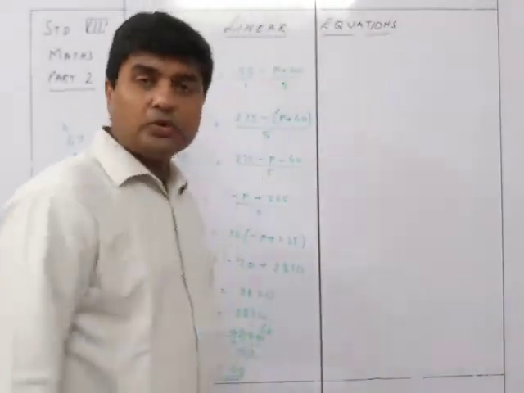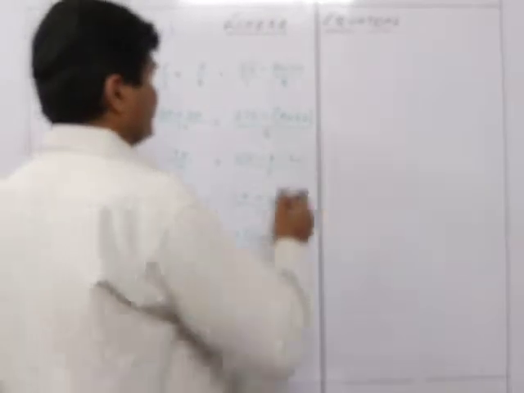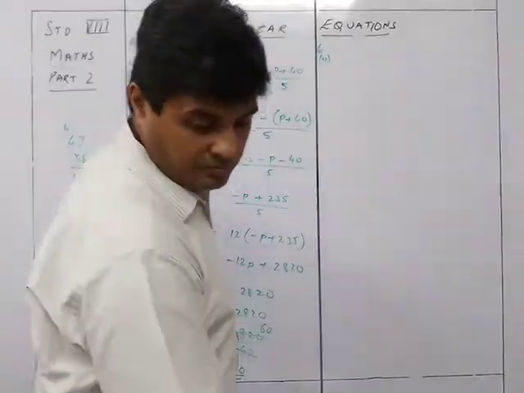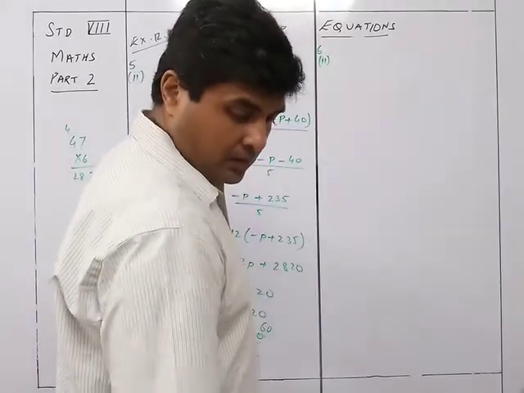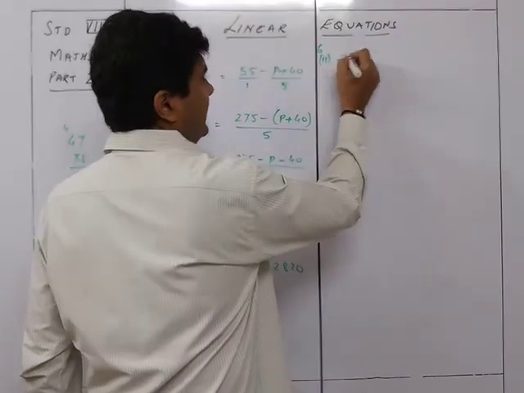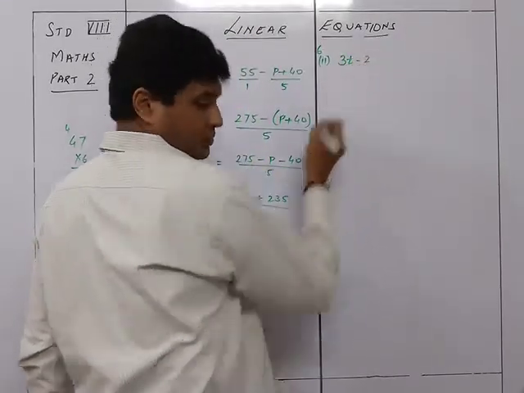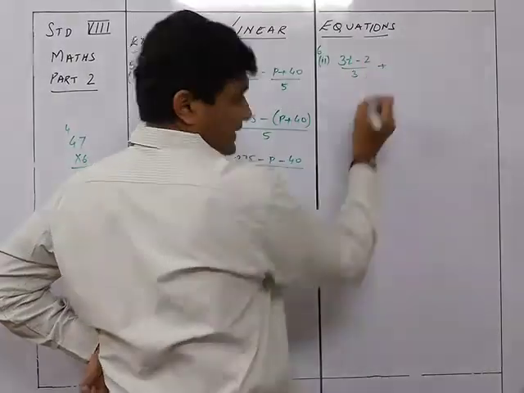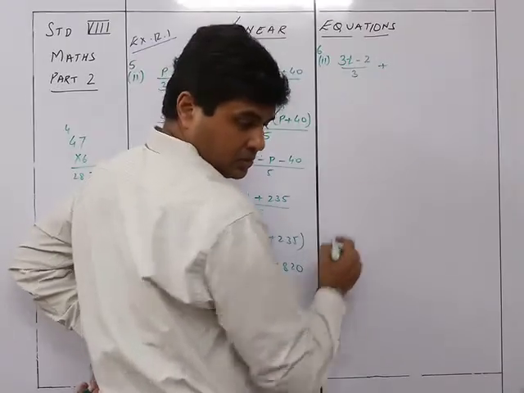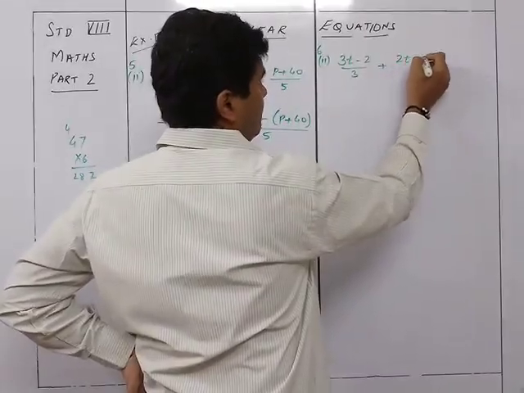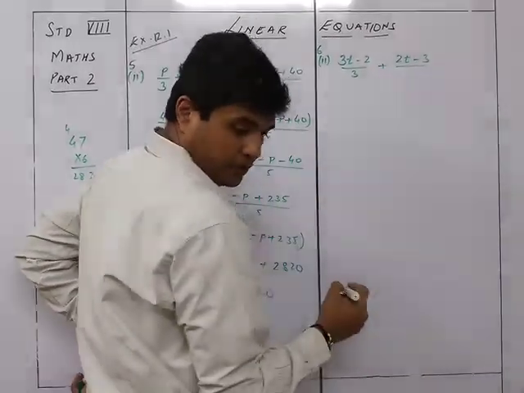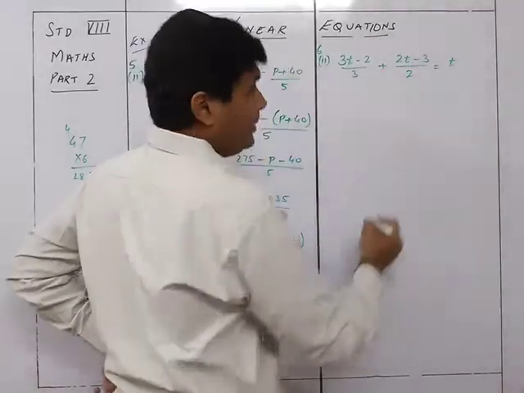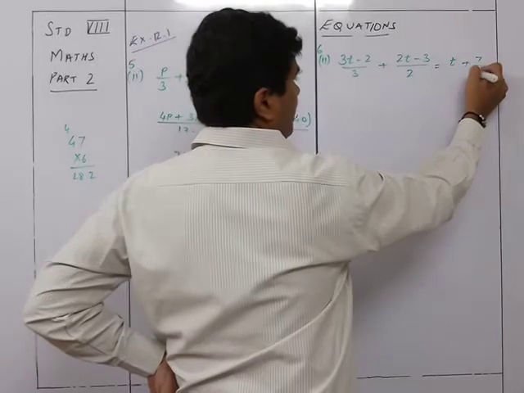We now move on to sum number 6, second. It is 3t minus 2 upon 3 plus 2t minus 3 upon 2 is equal to t plus 7 upon 6.